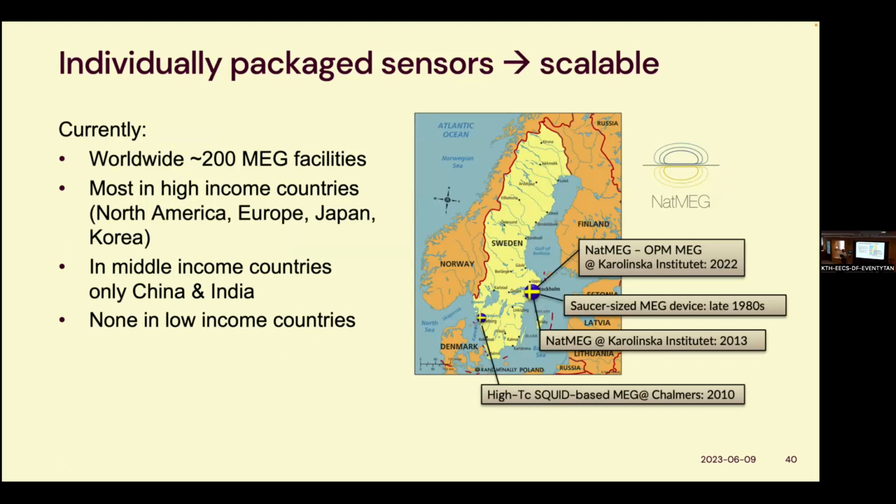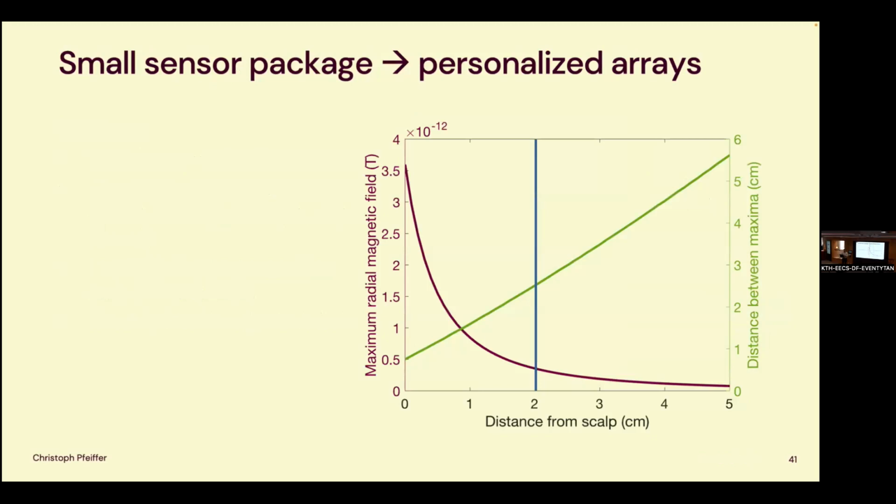And most of the systems are in high-income countries like the US, Canada, Europe has a lot of them, and then Japan and Korea. But as far as I know, only 2 middle-income countries have MEG systems and no low-income countries. And specifically in epilepsy, most cases that are not treated enough are in middle and low-income countries. So there's a pretty big lack, and something more affordable maybe could help out.